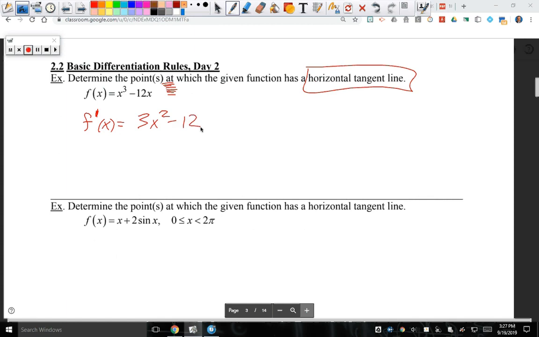So we know it's a horizontal tangent line, so the derivative is going to be 0. There you go. Horizontal tangent line slope. Now you're in calculus notation, 0. So we go back to Algebra 2, and we're going to set our derivative function equal to 0.